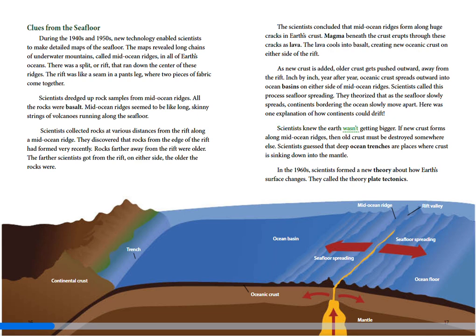Scientists knew the Earth wasn't getting bigger. If new crust forms along mid-ocean ridges, then old crust must be destroyed somewhere else. Scientists guessed that deep ocean trenches are places where crust is sinking down into the mantle. In the 1960s, scientists formed a new theory about how Earth's surface changes. They called the theory plate tectonics.